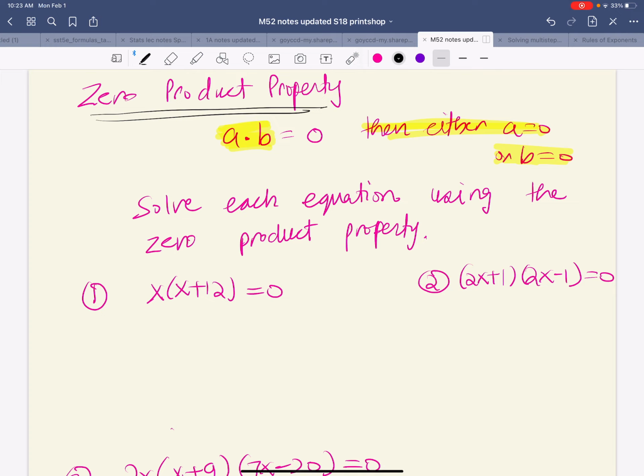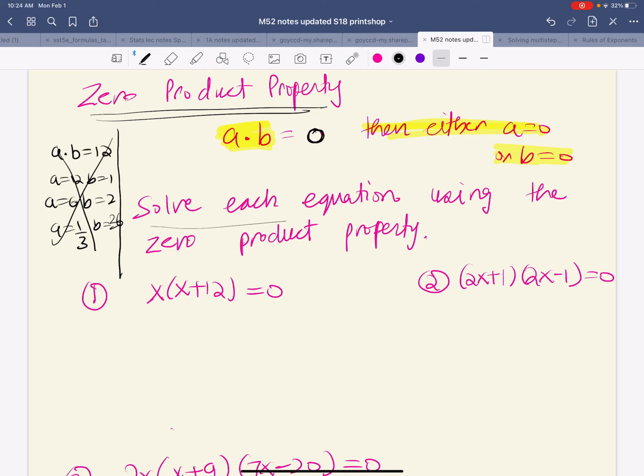If your right-hand side is something else, I'm just going to give you an example, if you have A times B equals 12, then you cannot say either A is 12 or B is 12 because you have many, many options. A can be 12, B can be 1, A can be 6, B can be 2, A can be 1/3, B can be 36. So there's many possibilities then. So you cannot use zero product property. It only works if your right-hand side is 0. Keep in mind, okay? Zero product property. If A times B is 0, then either A is 0 or B is 0.